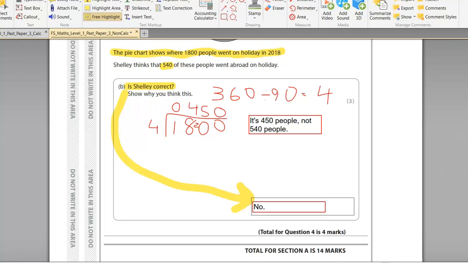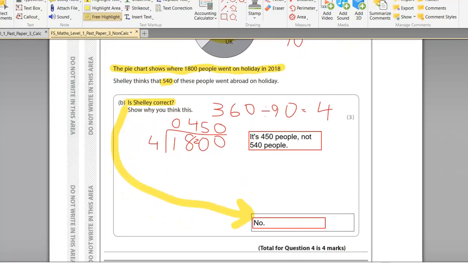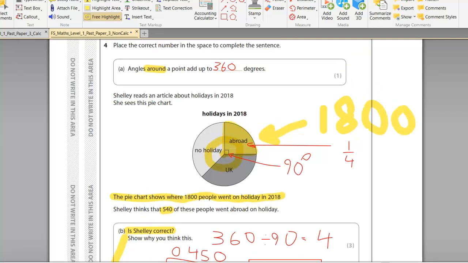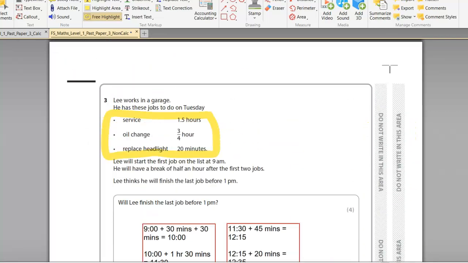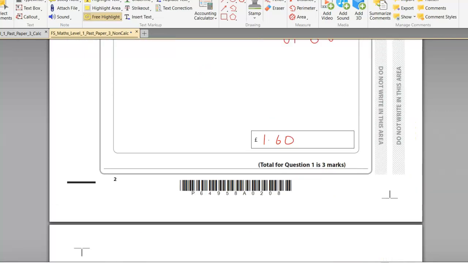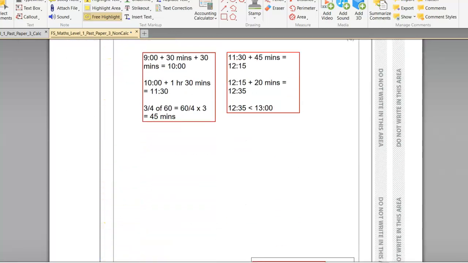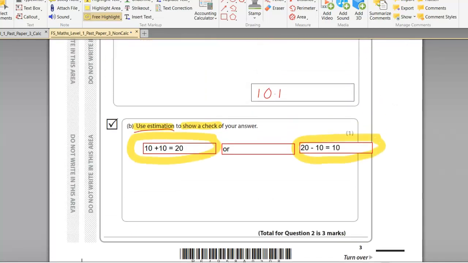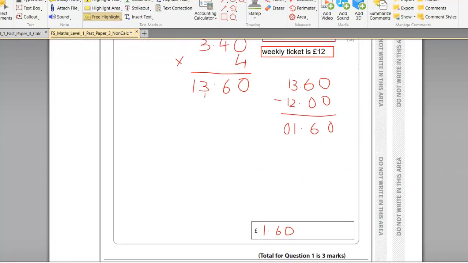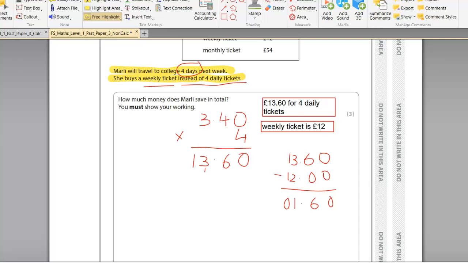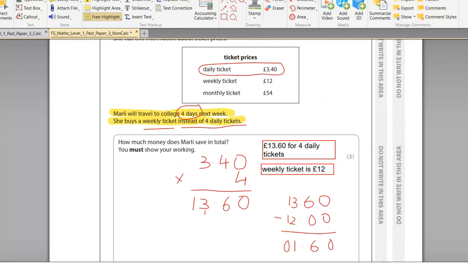All right, and that concludes our non-calculator paper. I hope that helps for you to see some of the ways in which we approach some of these questions without a calculator at level 1. Of course, go back through the video if you need to. Stop, pause, play at your own pace.